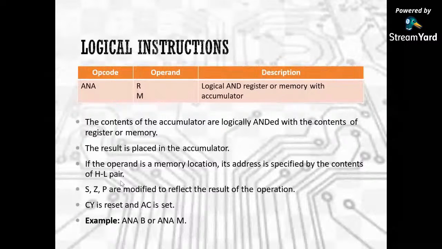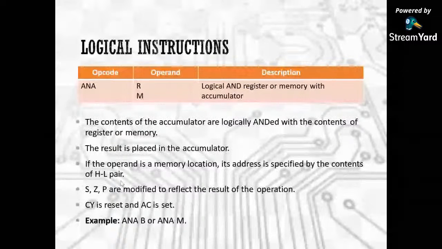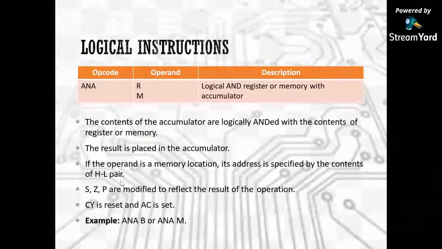We have logical AND register or memory with the accumulator. The content of the accumulator is logically ANDed with the content of the register or memory. The result will be placed in the accumulator. As with subtraction or addition, the S, Z and P flags are modified to reflect the result of the operation. CY is reset and AC is set. For example, ANA B or ANA M.